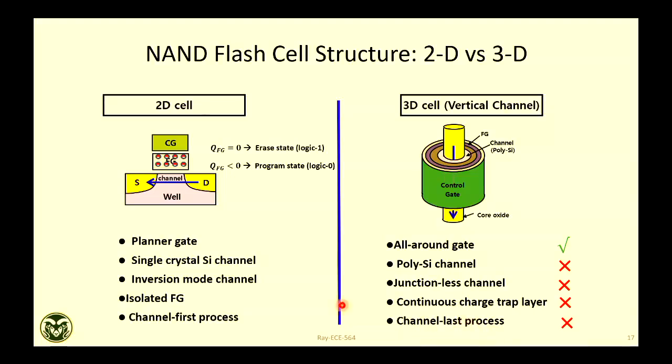And then it's a channel first process, right? Your channel is made first, and here it is a channel last process. This is also a disadvantage because sometimes you have less temperature budget. When something is last, you cannot heat it up for long. Here the channel is first, so that means you make the crystalline channel with a high temperature, for example, when you buy a wafer.